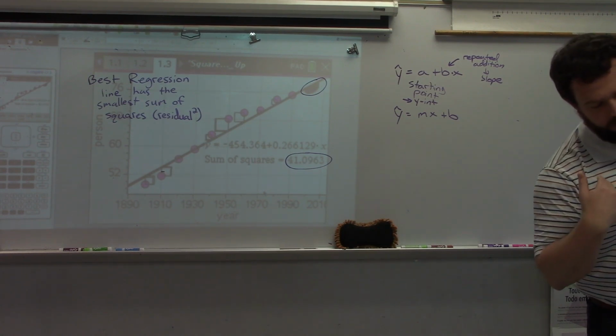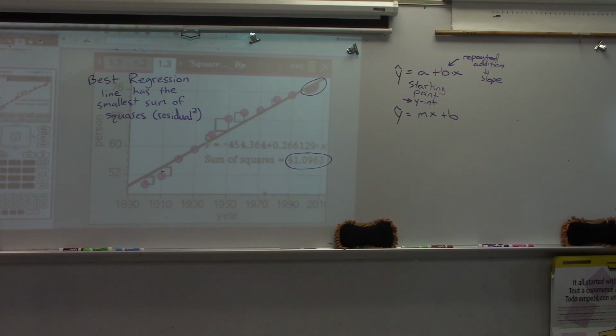So what does number 12 say? What advice would you give a friend? What would we tell someone? Just get the least amount of squares. There we go. Find the least sum of squares. And what's going to be the best way to find that least sum of squares?